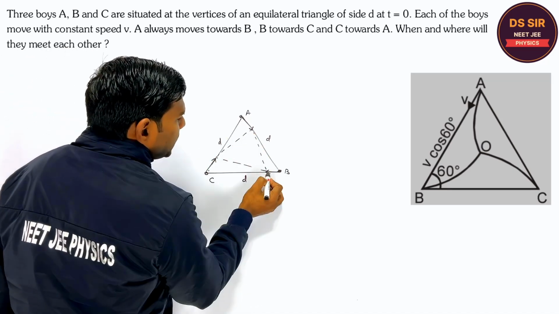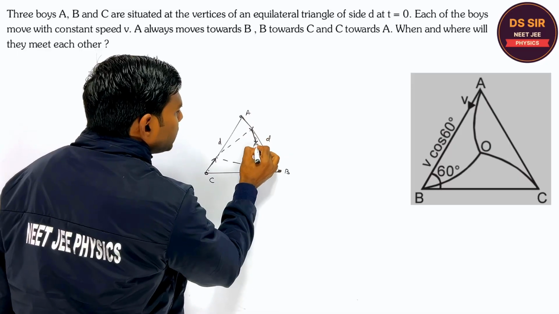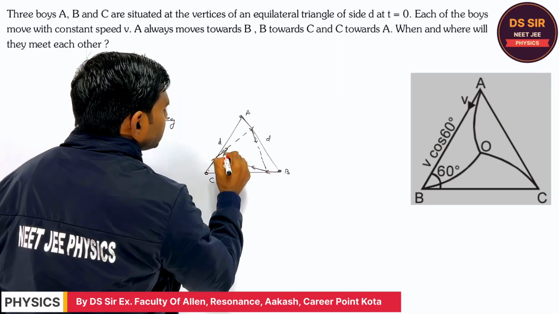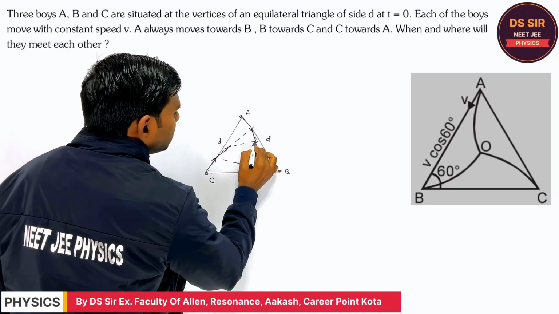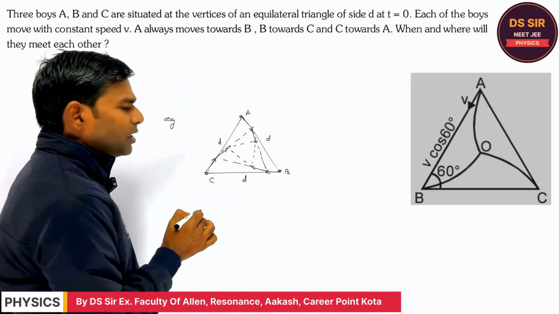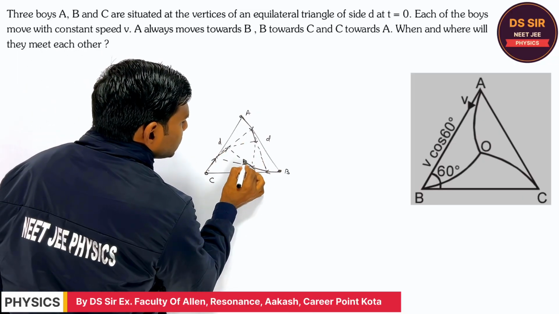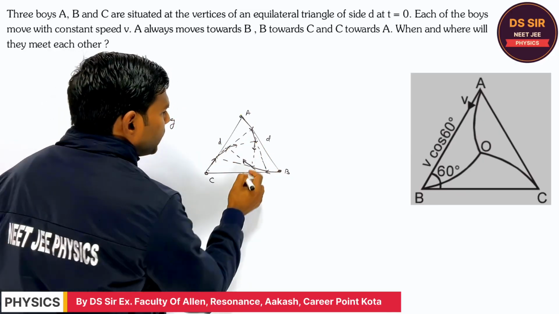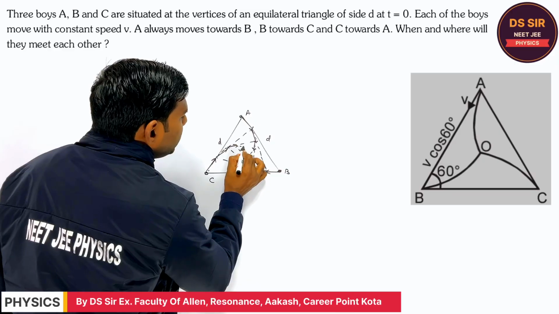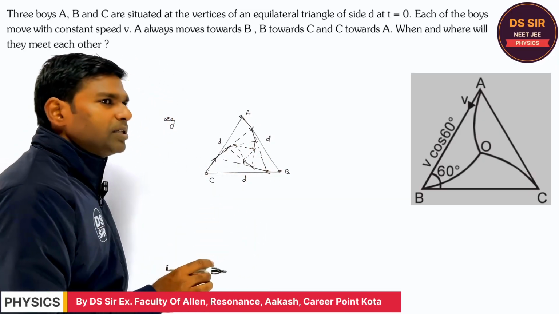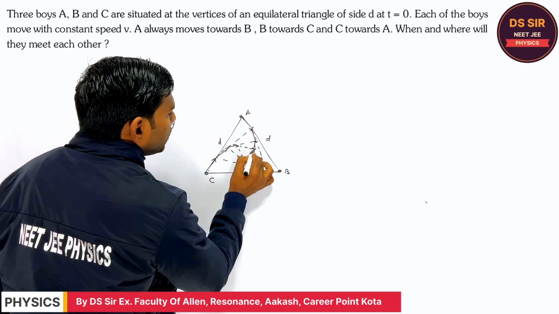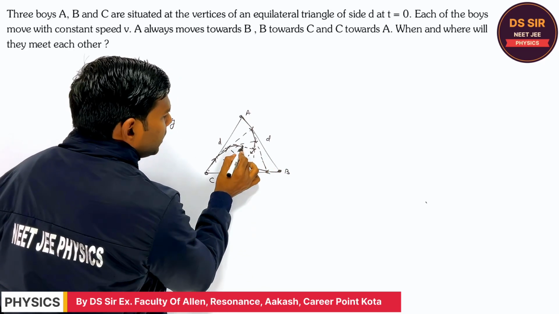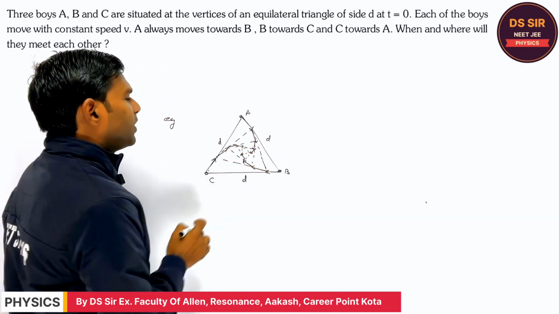After that, B is over there, so A moves in this direction, B in this direction, C in this direction. Again they will be on the vertices of an equilateral triangle. Always they will be on the vertices of an equilateral triangle. Are you getting it or not? It goes in this way, and again they are on the vertices of an equilateral triangle.